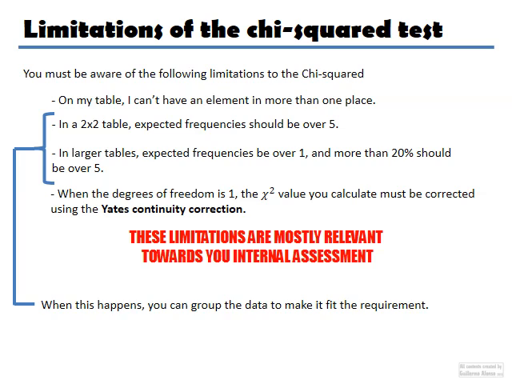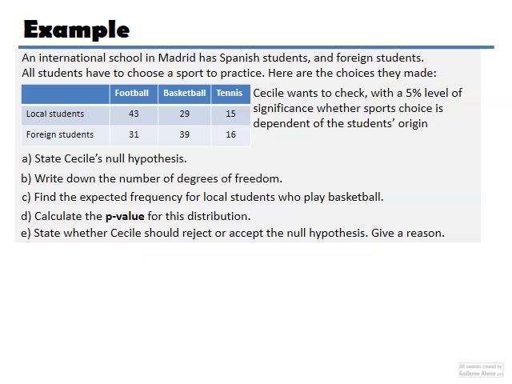Remember grouping the data from descriptive statistics. I just put it together and say, for example, 1, 2, 3. Anyway, let's go back to an example to close the loop, tie the knot, and finish off chi-square statistics. So I have an international school in Madrid with Spanish students and foreign students. All the students have to choose a sport to practice, and here are the choices they make.